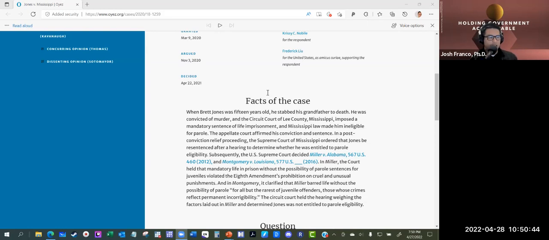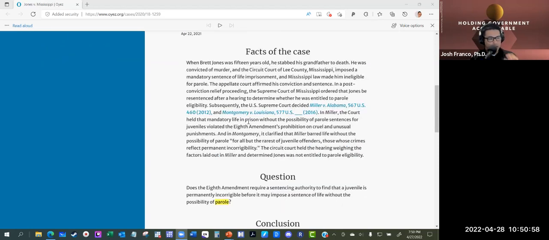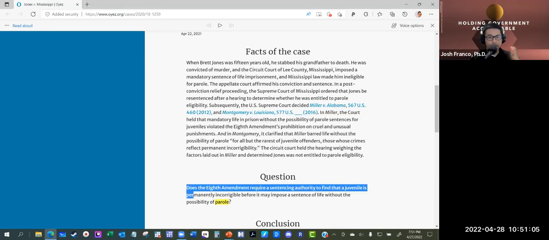So you hear the facts of this case where a minor murdered his grandfather and was sentenced to life in prison without the possibility of parole. And as there's changes in Supreme Court decisions, it opened up this space to ask the question that we see here: does the Eighth Amendment of the U.S. Constitution require a sentencing authority to find that a juvenile is permanently incorrigible before it may impose a sentence of life without the possibility of parole?